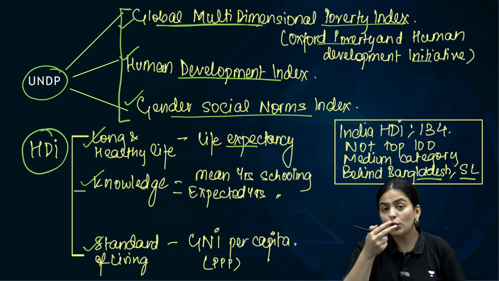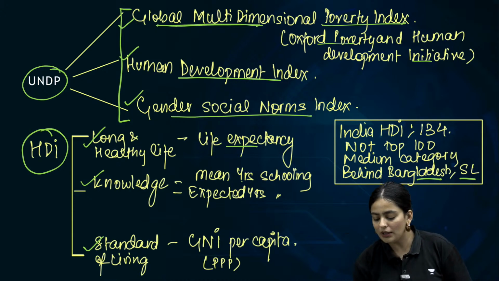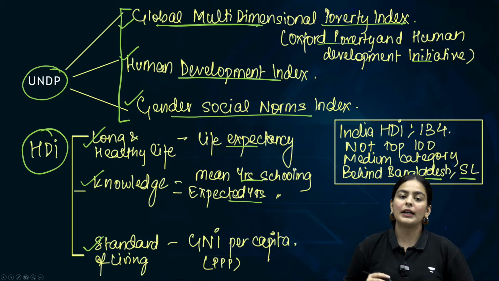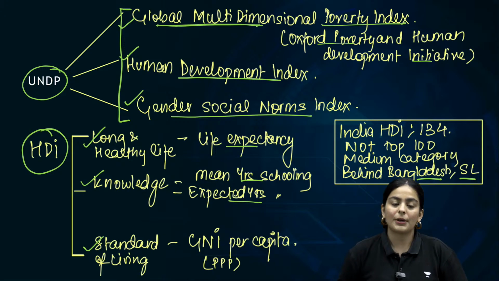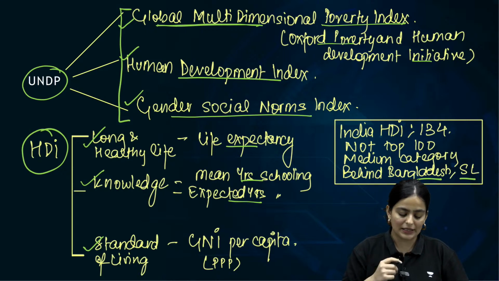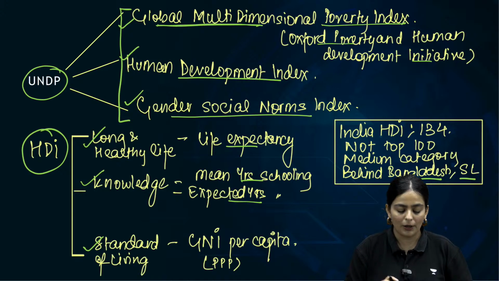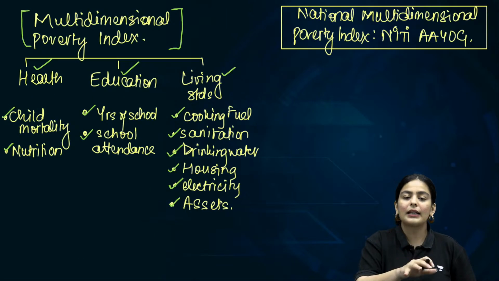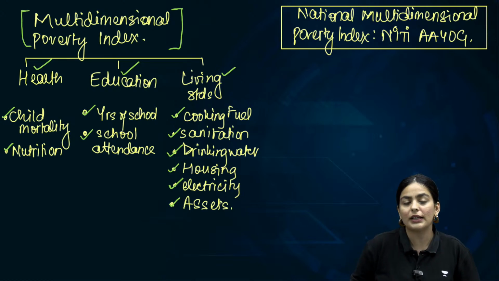For knowledge, there are two indicators. One is mean years of schooling and the second is expected years of schooling. And for standard of living, it is GNI per capita, gross national income per capita on a purchasing power basis. So these are simple indicators. Even if you briefly remember that these are indicators in HDI and these are indicators in multidimensional poverty index, you will be fine.